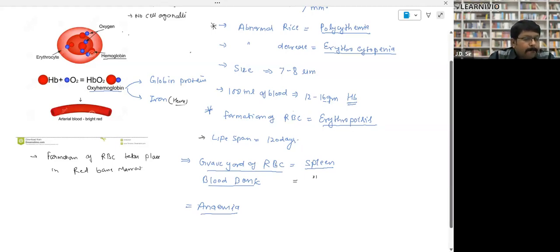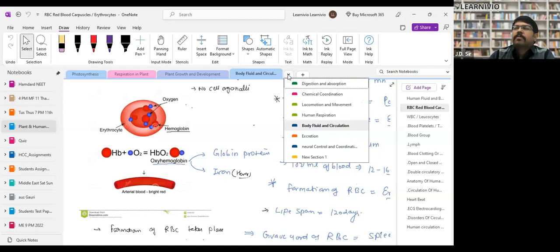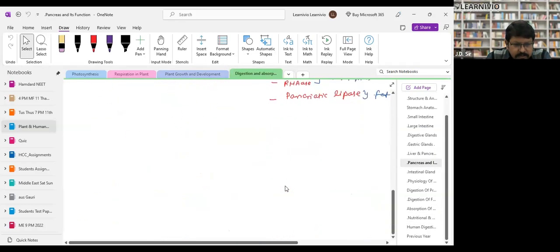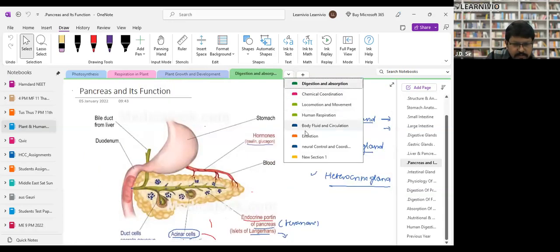First, the spleen is located just above. Let me show you. Is it there in human physiology? It should be. I think it will be in digestion. Just a minute, just the pancreas. It should be with the endocrine system.